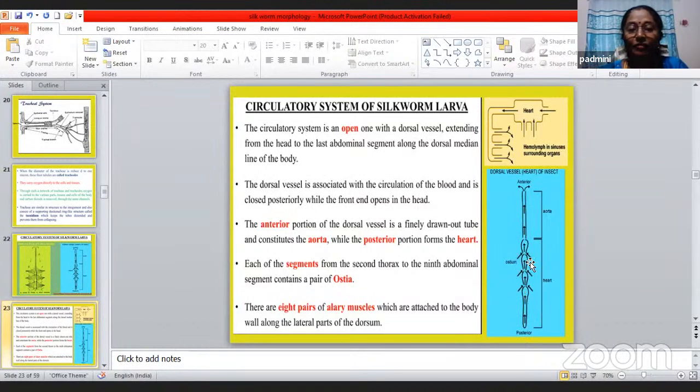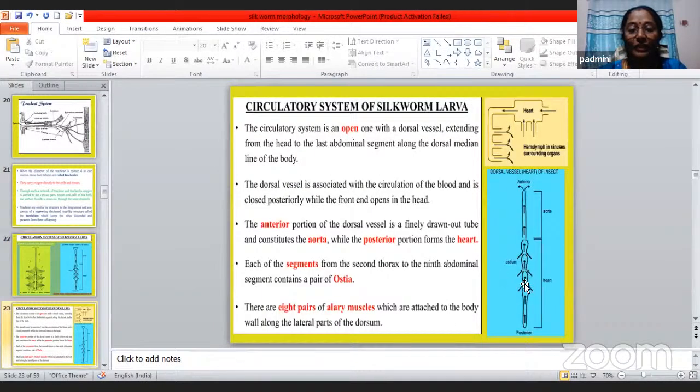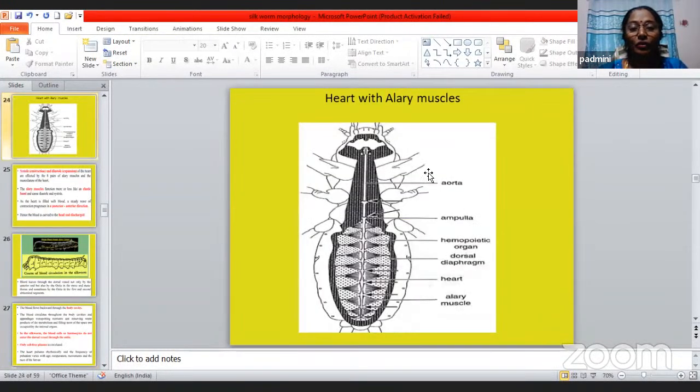Each segment from the second thoracic to the ninth thoracic contains an ostium. The ostium is where the blood enters back inside. And there are 8 pairs of alary muscles attached, which I showed you earlier also. These are the alary muscles that are attached on the lateral parts of the dorsum. Okay, so this is the picture that you can understand very clearly over here.